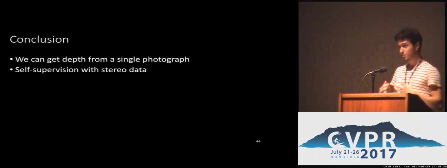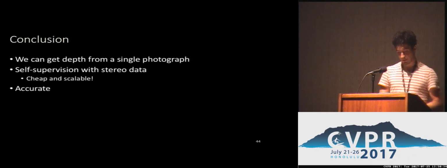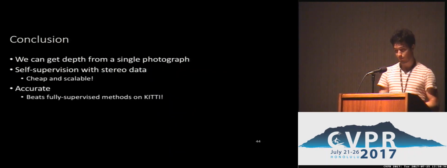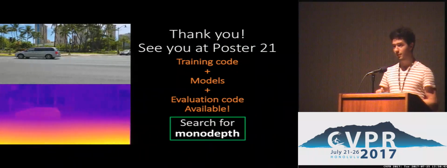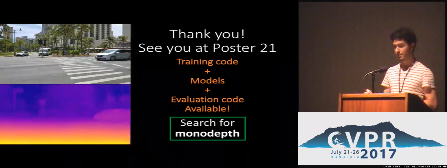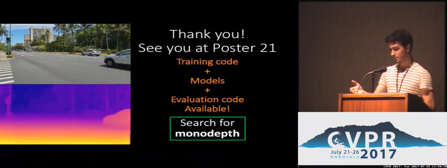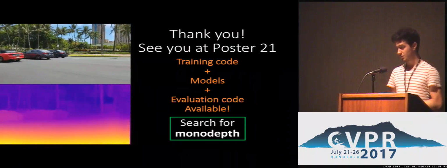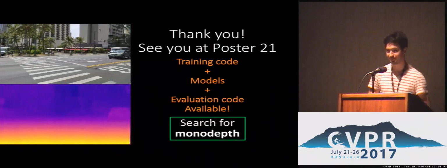So as a conclusion, we can get depth from a single photograph. We get self-supervision from stereo data, which is both cheap and scalable. Our method is accurate as it beats all previous results on the KITTI dataset. So we made the code and the models and the evaluation code available for everyone. You can just search for monodepth. If you have more questions, come to poster 21. And this is a video I took yesterday in Hawaii. And as you can see, it does a pretty good job, actually. Thank you.